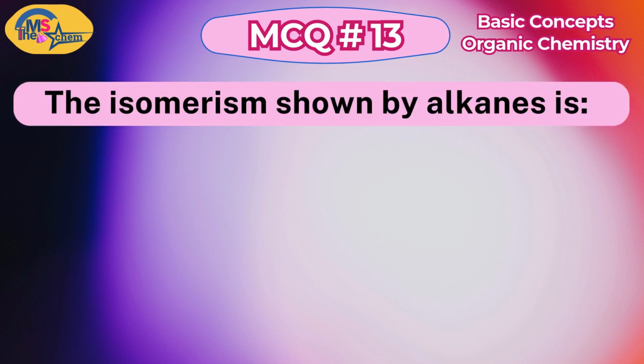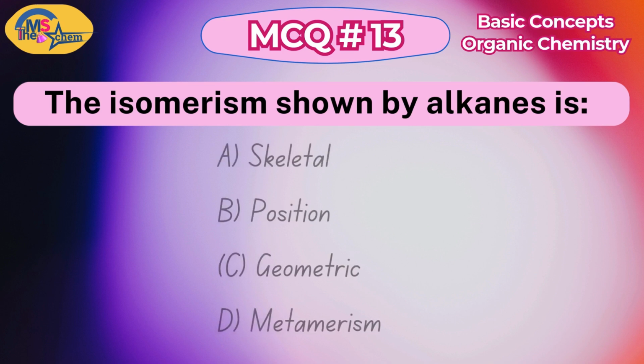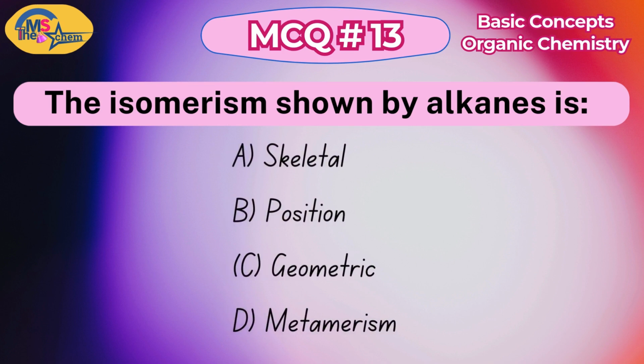The isomerism shown by alkane is: A, skeletal isomerism, B, position, C, geometric, and D option, metamerism. As we know that alkanes are the saturated hydrocarbons in which only single bonds are present between the carbon atoms. Therefore, there is no position or functional group isomerism available. So the skeletal isomerism, option A, is true.